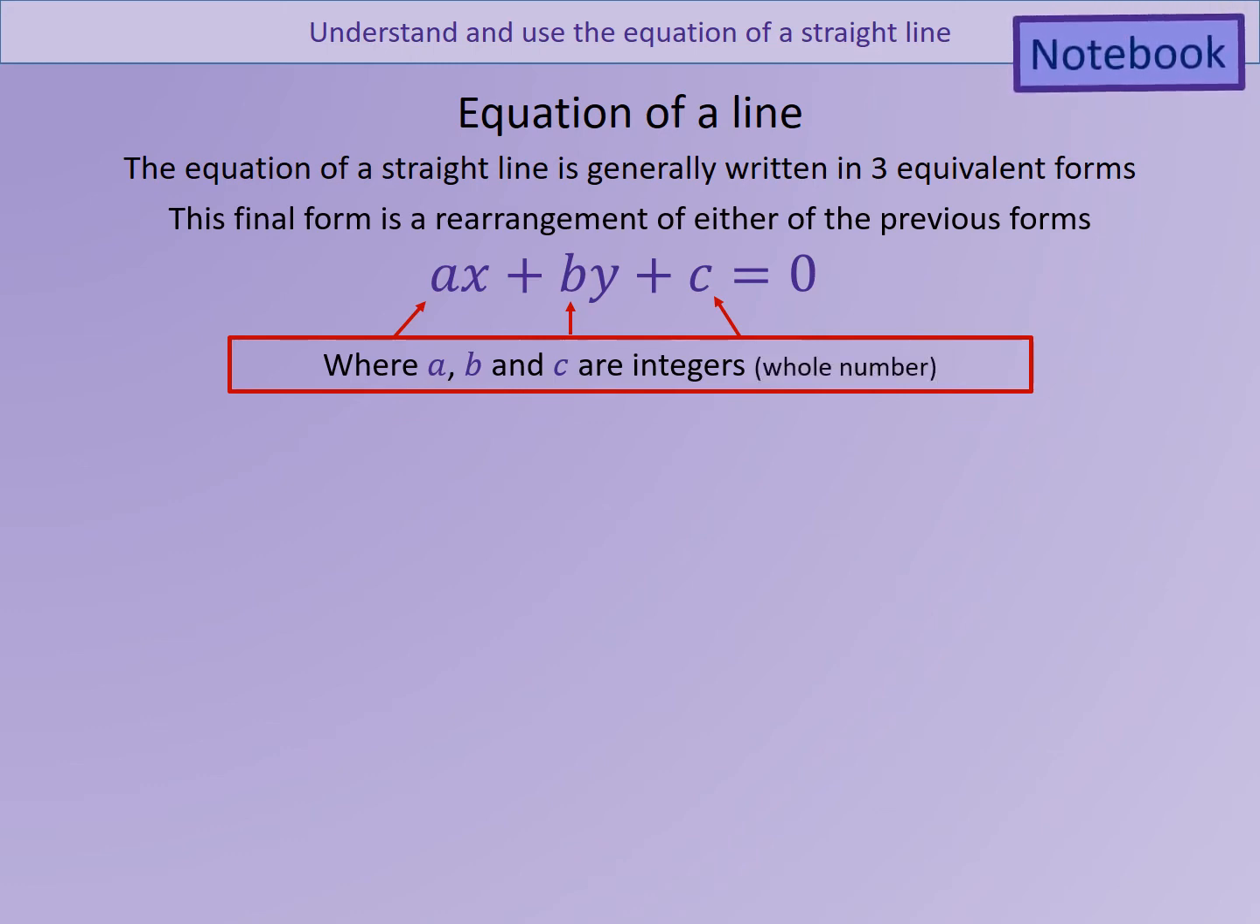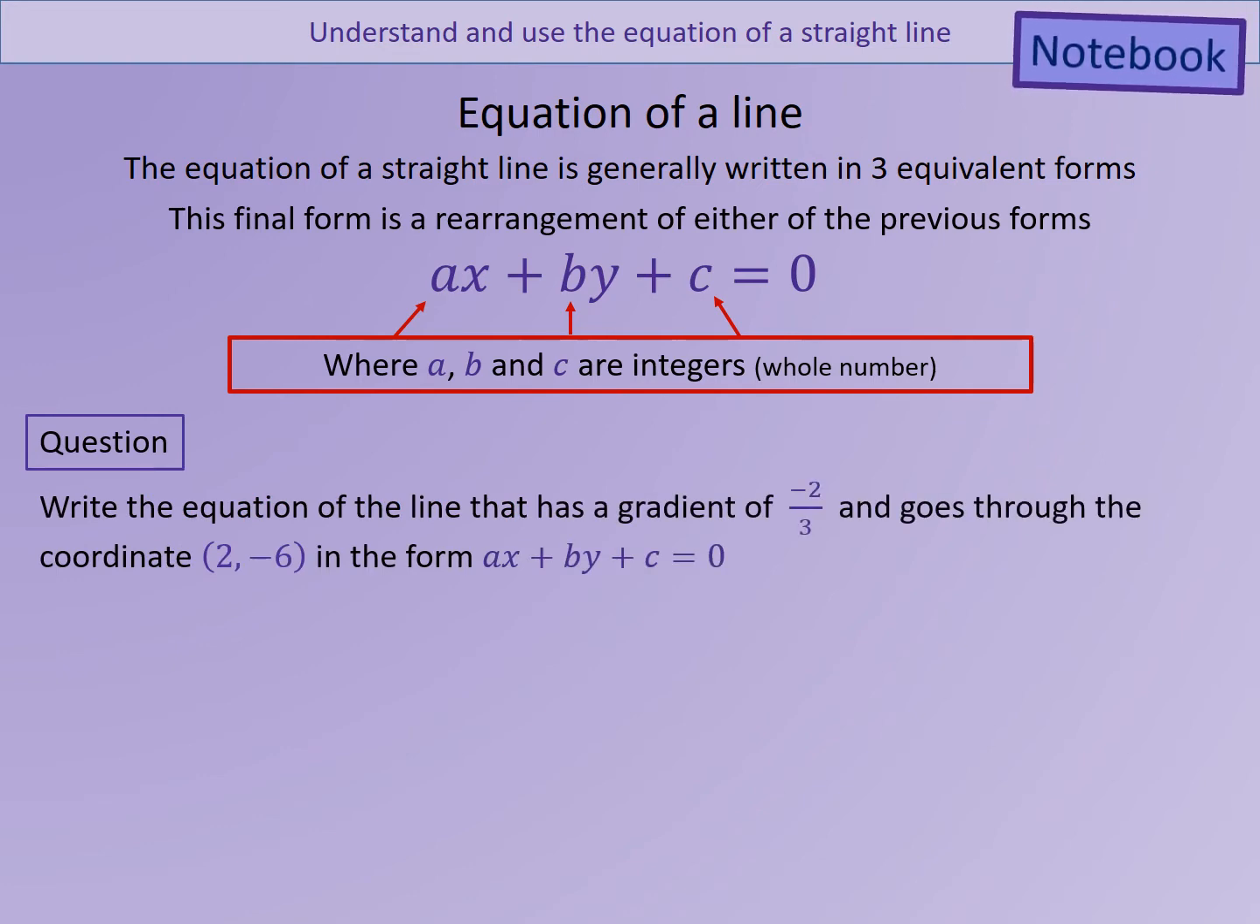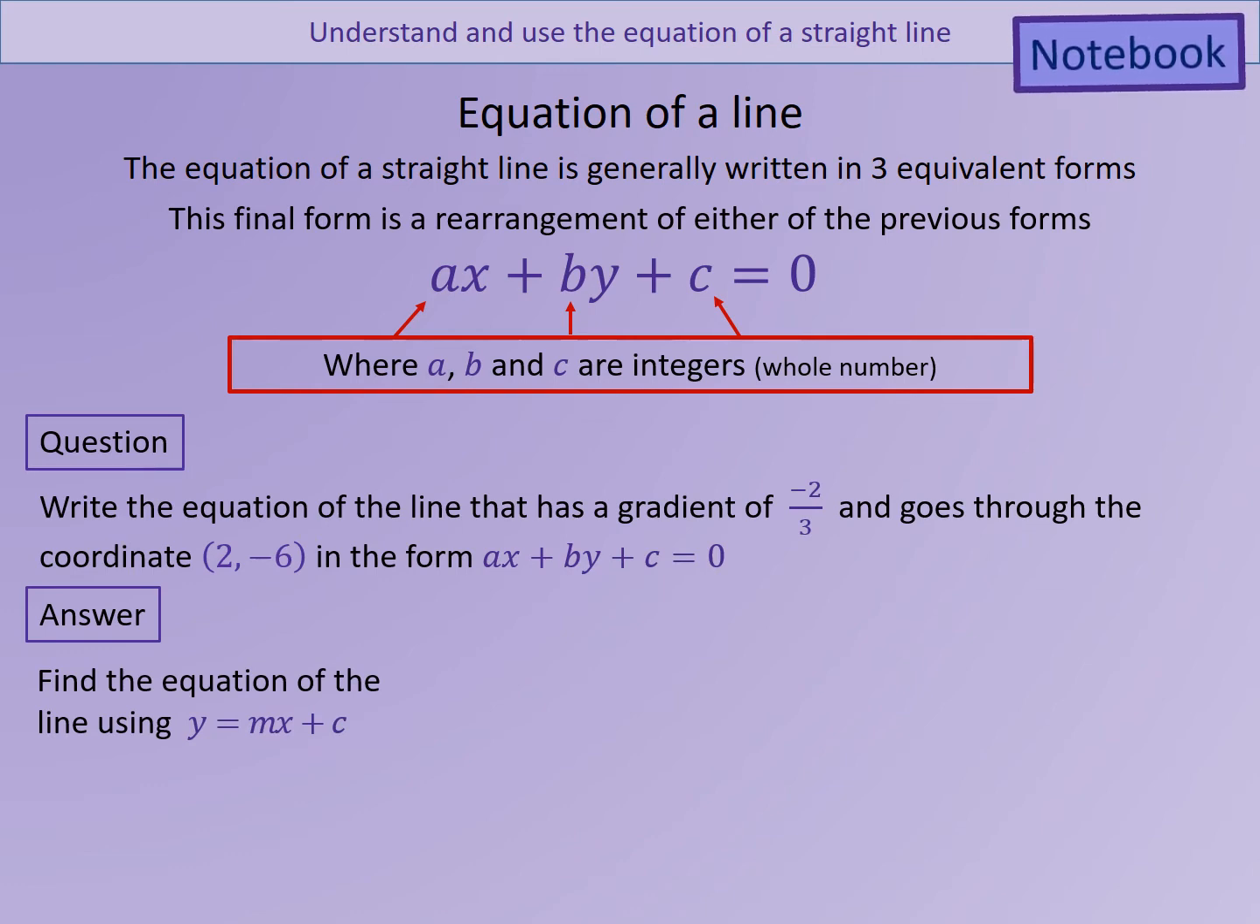So let's demonstrate that with a question. So this time you get given the gradient. We don't have to calculate it. We don't have a choice this time of coordinates. We've got (2, minus 6) and we have to use it. And our job is to write it in the form ax plus by plus c equals 0. So we're going to go back to method 1. We're going to write it in the form y equals mx plus c first, and then we'll rearrange it to the form that we need.